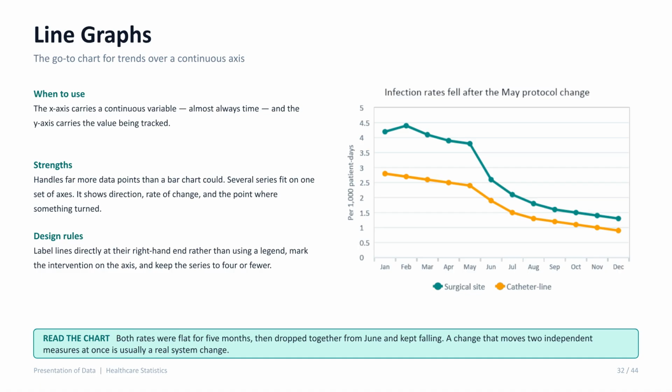Line graphs are the standard for trends over a continuous axis, typically time. They accommodate more data points than bar charts and allow you to track multiple series simultaneously. Label lines directly to maintain clarity and always mark significant interventions on the x-axis.